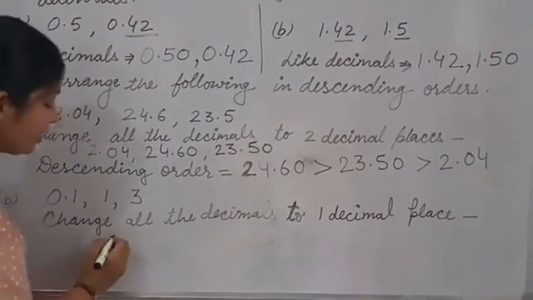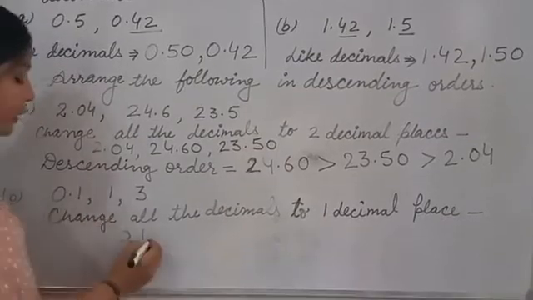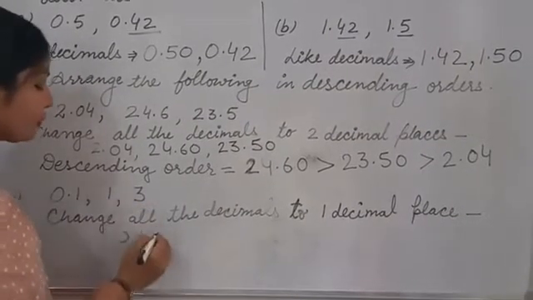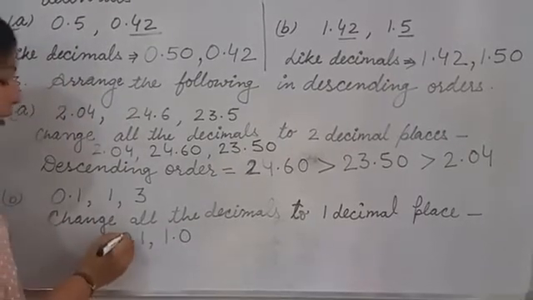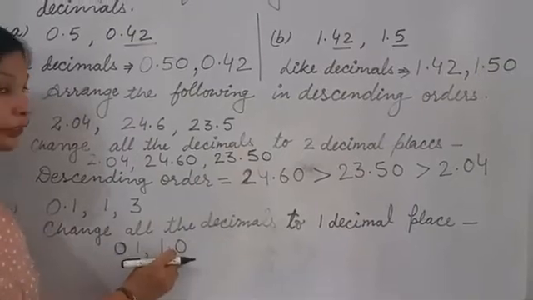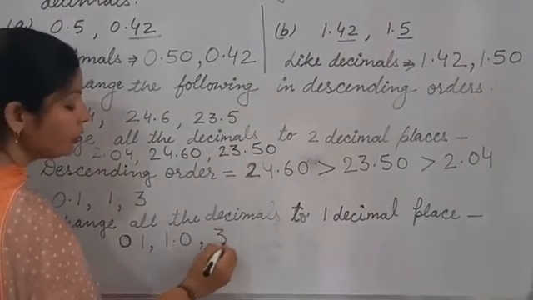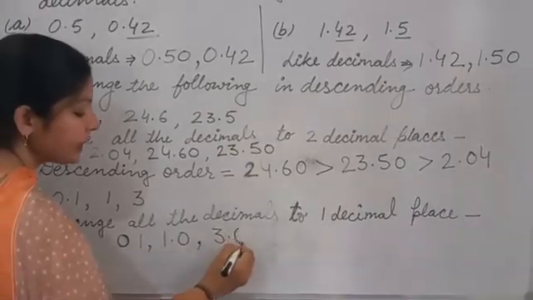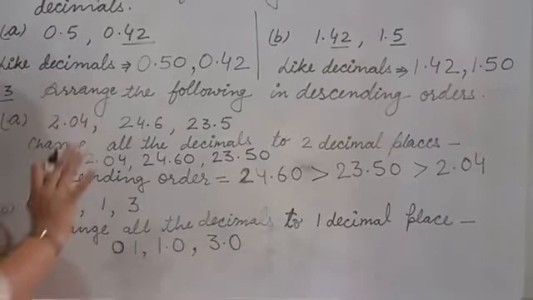The first already has 1, so this is 0.1. Now next there is no decimal place, so what we can write is 1.0. After 1 is the whole, we can take the point and then we can use 0. Then next is 3 whole, so now we can take the point and we can take here 0. Now in all, 1 decimal place.